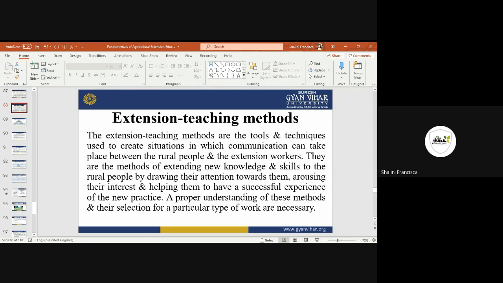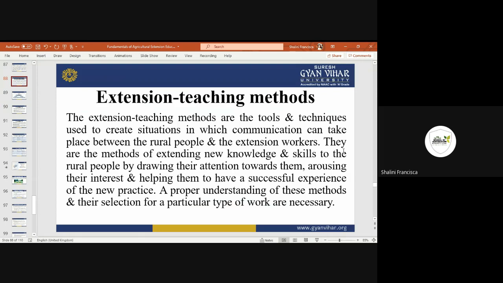They are the methods of extending new knowledge and skills to the rural people by drawing their attention towards them. So it's simply that they need to have something very interesting for them, not the same monotonous things that they have been doing for several years. That should be a good technique or good things, so that the person is so involved and gets excited to learn about the thing, arousing their interest.